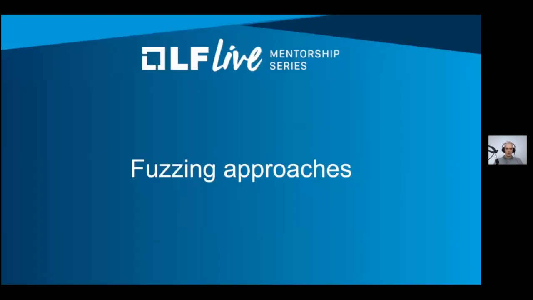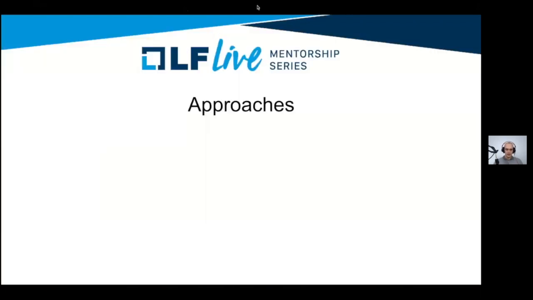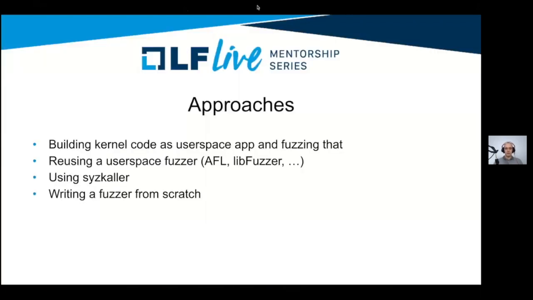All right. So what I'm going to talk about next. So, okay, this is all the theory about kernel fuzzing. Now, if you want to be doing kernel fuzzing, your question is like, what do I do now? Like, how do I approach this? What can I do? And I want to describe these four approaches briefly.